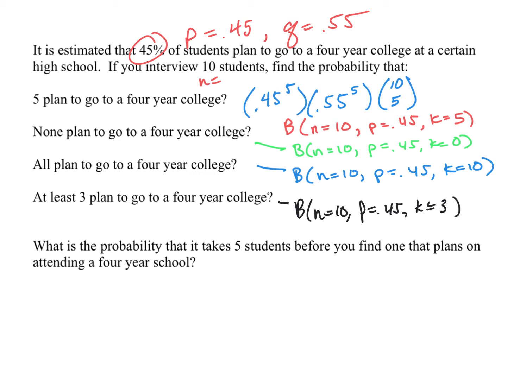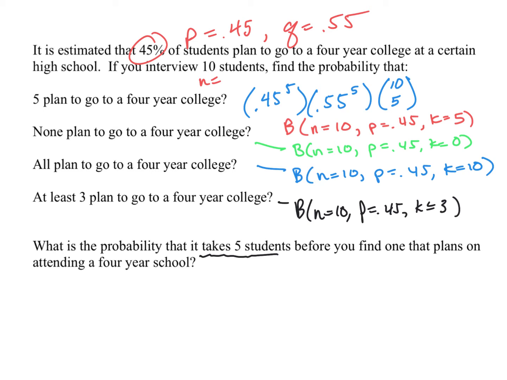It takes 5 students before you find one. So this is a geometric setting. And if you remember, a geometric started a lot like a binomial in that it still had that p equals 0.45. We had the complement. We had independence, so we were just going to leave the numbers the same. We weren't going to change them. But the object of interest was not how many out of a total, it was when is the first.